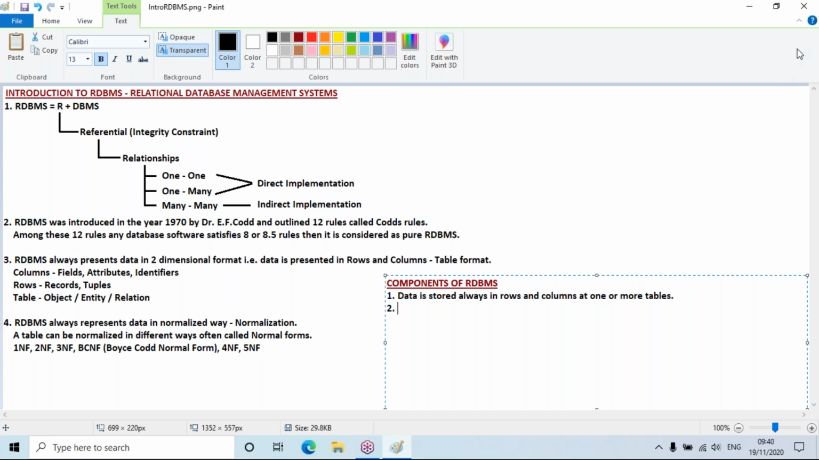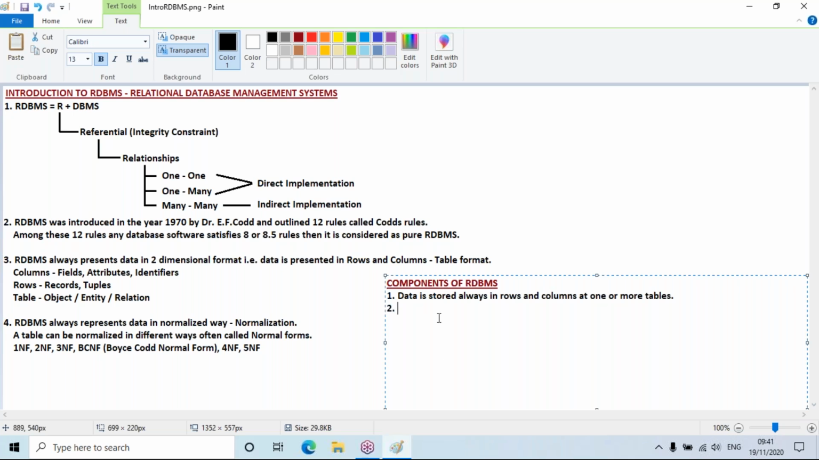Any table you take and any RDBMS software you take, whether it is Oracle or SQL Server or DB2 or Sybase or any other database software, you could very clearly see that data is always provided in the form of rows and columns. Whether it is one table or 100 tables, that doesn't matter. Data is always presented in rows and columns, right? That is one approach.